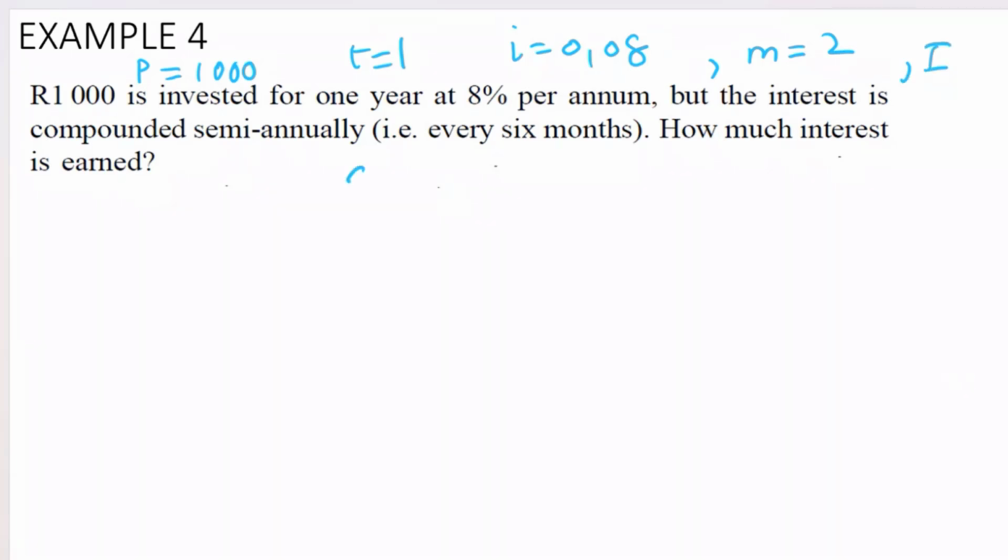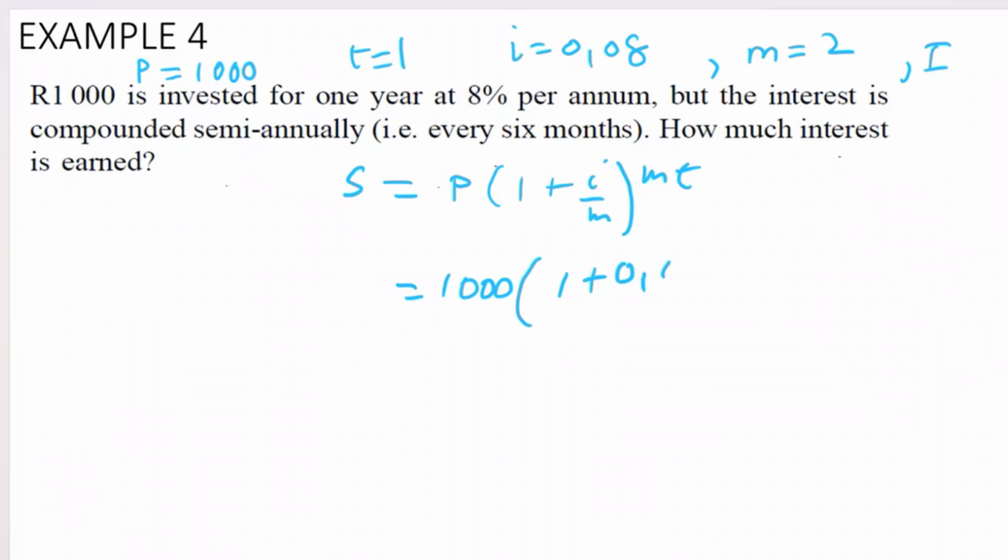So here you use your formula. Your S is equal to P into 1 plus I over M, to the power MT. So you are going to have your 1,000 into 1 plus 0.08 over 2, to the power 2. Your time is given as 1. This is multiplied by 1. So you get your answer there.